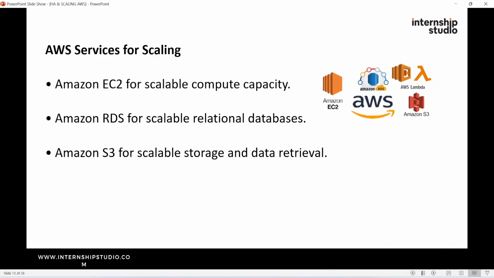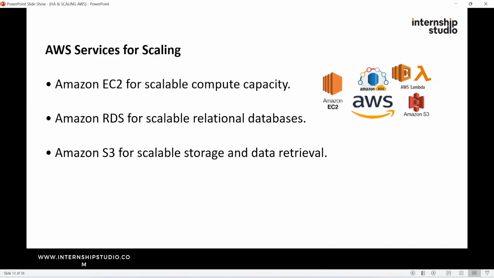ELB can distribute traffic across multiple EC2 instances, ensuring even resource utilization. When scaling vertically, instances with increased resources can be seamlessly added to the ELB pool. So we have the concept of flexible resource configuration. AMI, which we saw as Amazon Machine Images previously in our EC2 session, we can create custom AMIs with specific configurations, enabling rapid deployment of instances with predefined settings.